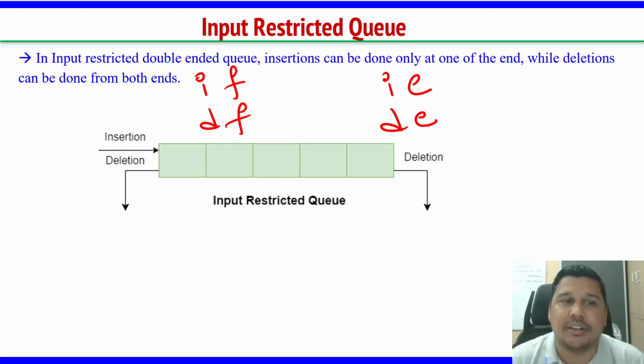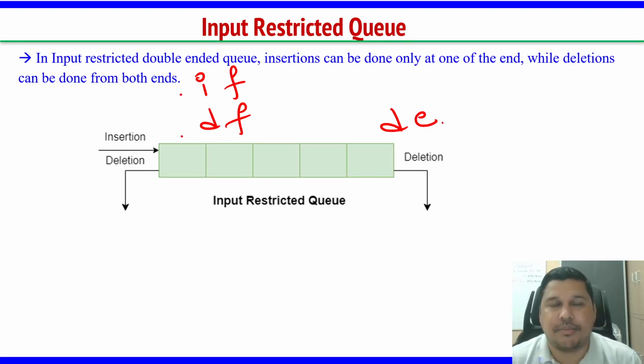Input restricted means insertion can be done only at one end, while deletions can be done at both ends. At the front I can insert and delete, while at the end I can only delete. You cannot insert an element from the other end. This is the input restricted queue.